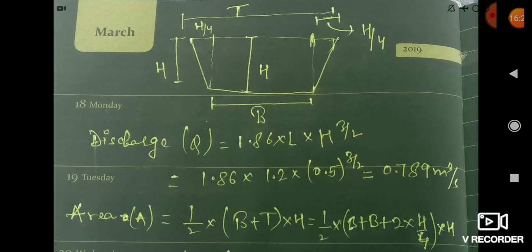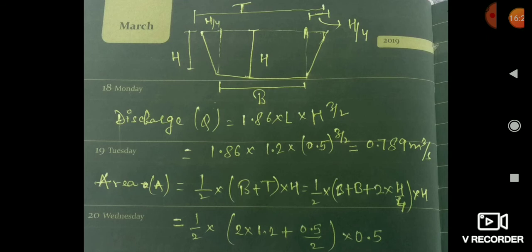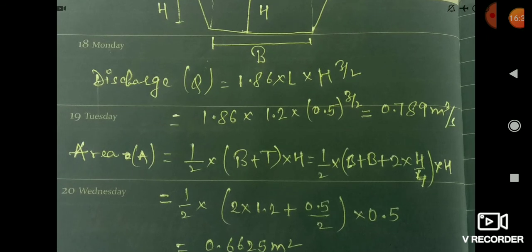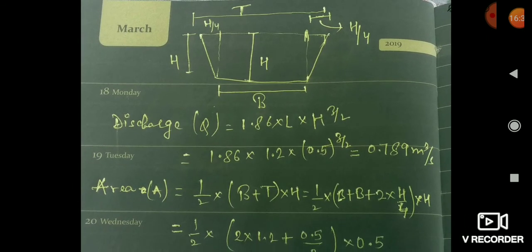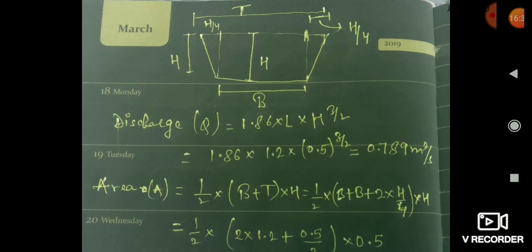Now friends, you can see here the discharge. Friends, when you put all the values, means Cd value, 2 by 3 root under 2g, when you put all these values, you can get the discharge formula for superlative weir is 1.86 into L into h to the power 3 by 2. This is the discharge formula for superlative weir. I think all of you will remember this discharge formula because they will ask the question simply upon the discharge formula. They will not give you here.